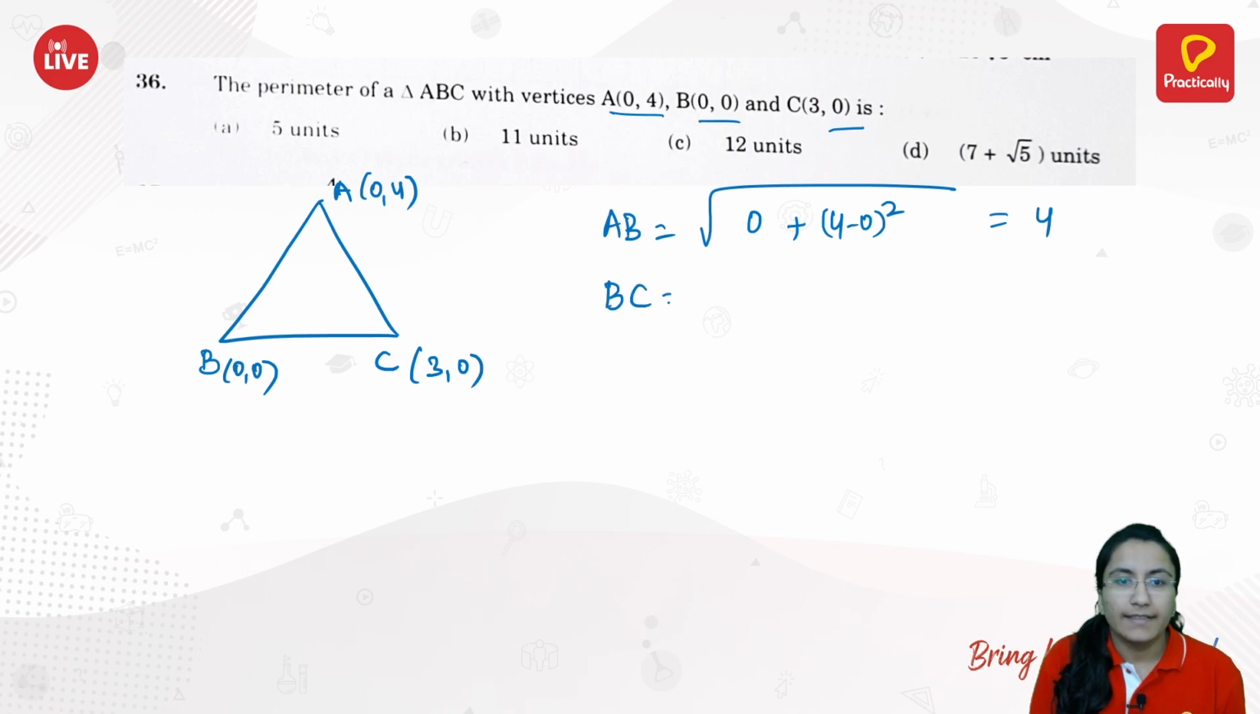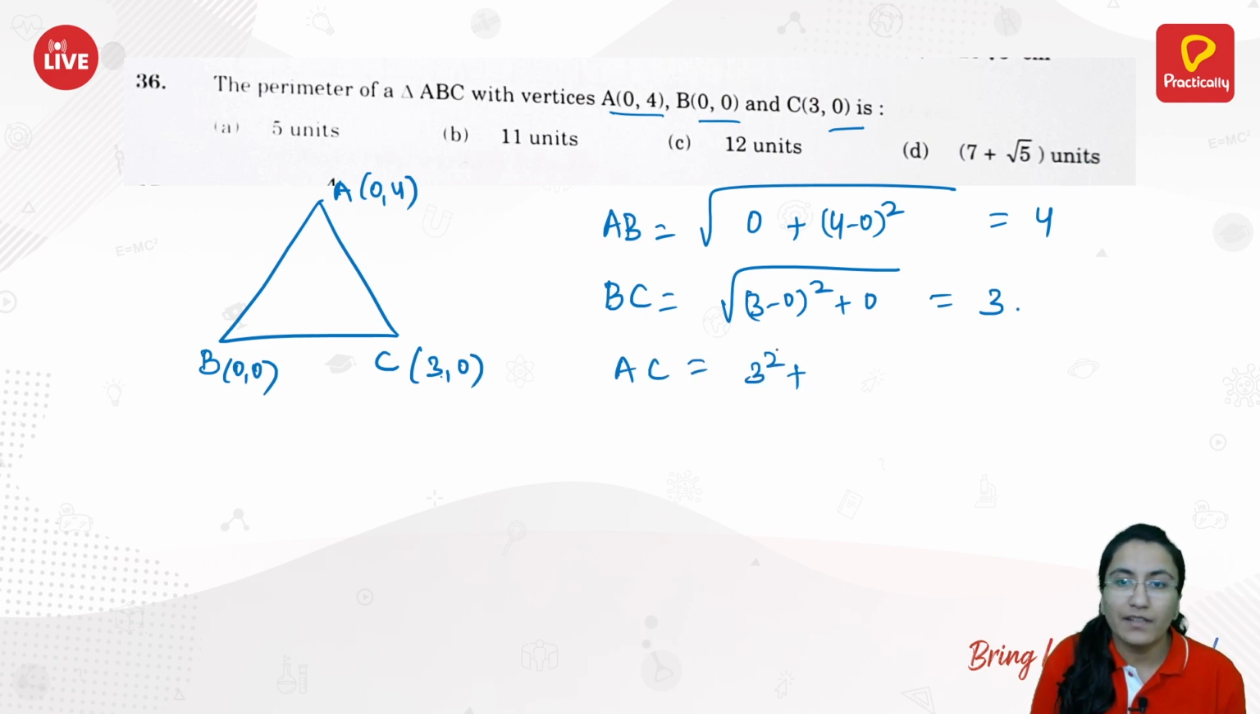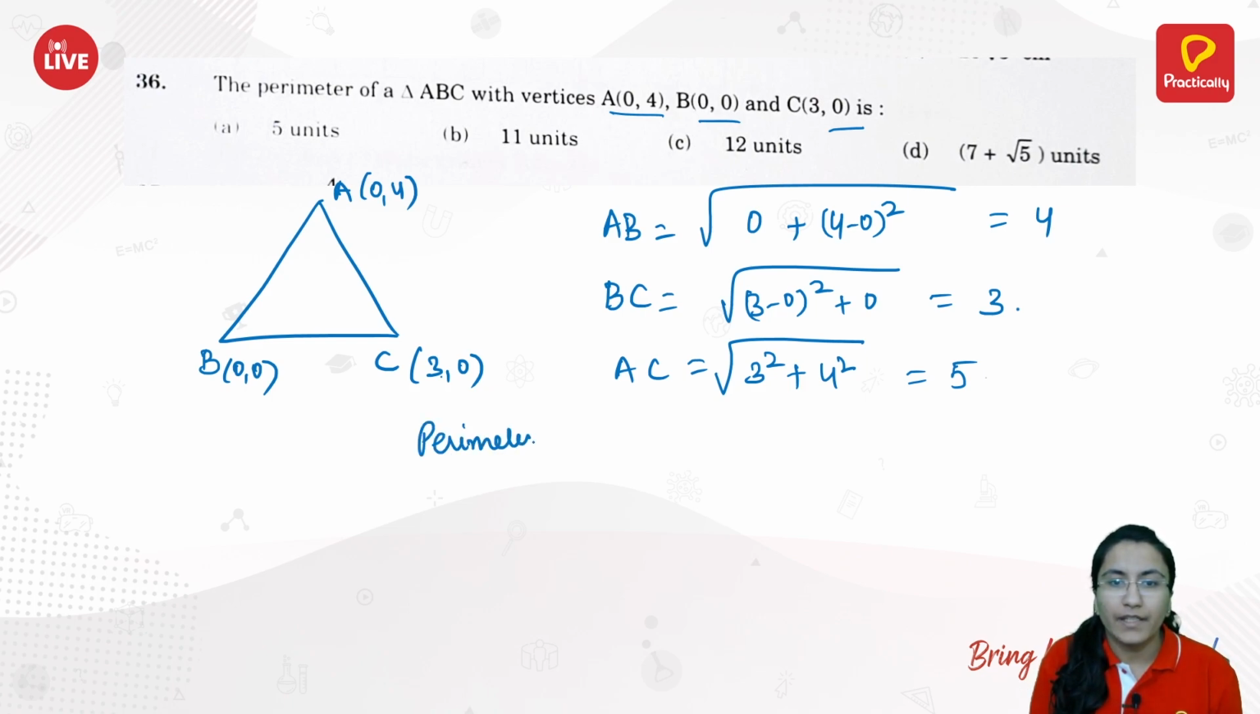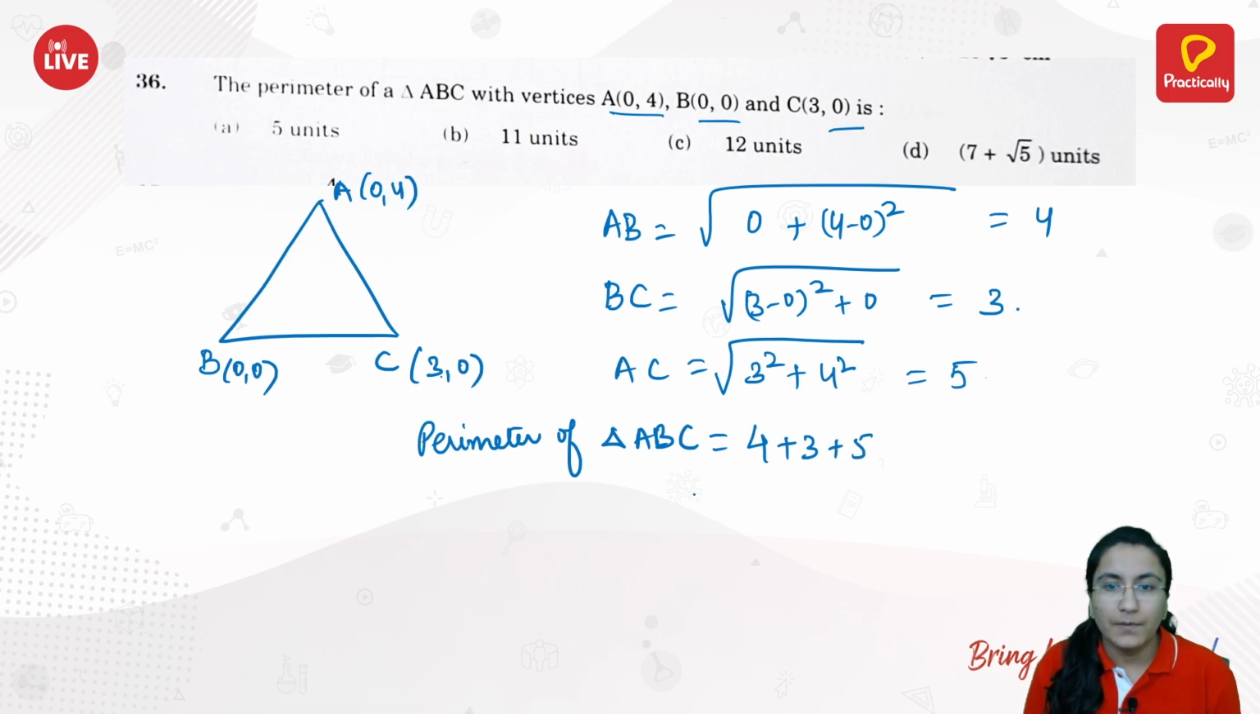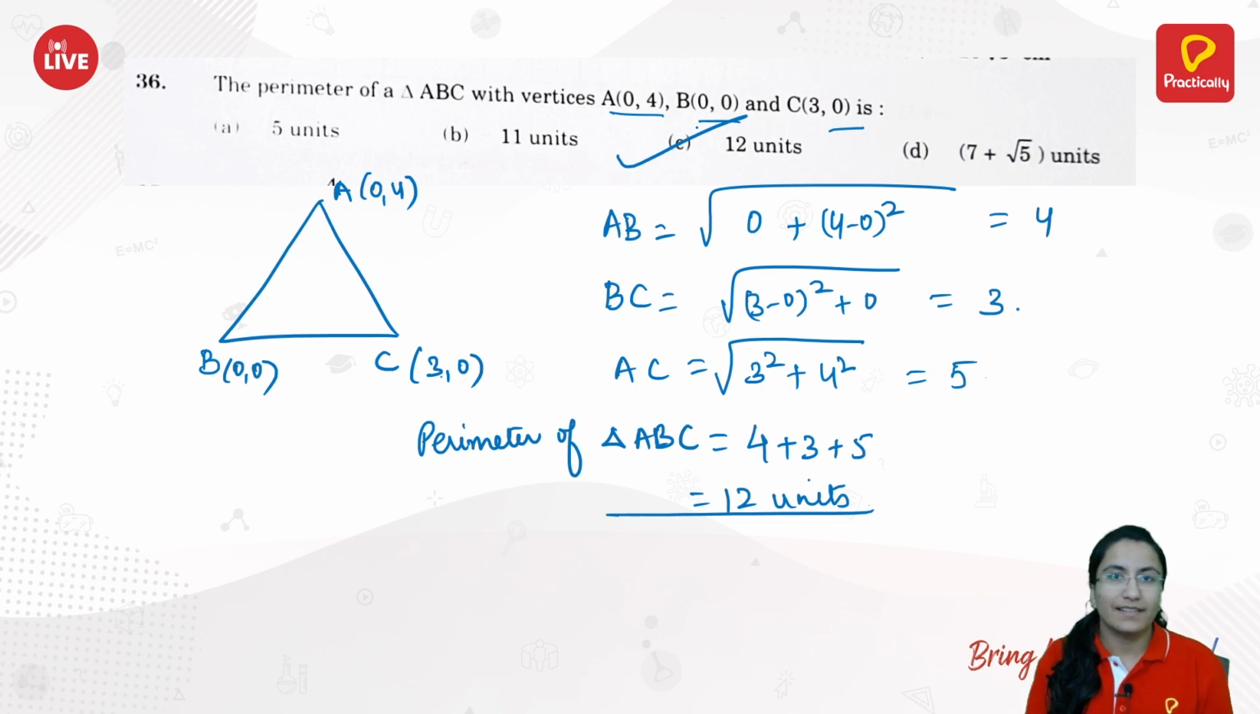Now BC we are supposed to find: (3 minus 0) square plus (0 minus 0) square, so this would come out to be equal to 3. Next you have AC. This is (3 minus 0) square, that means 3 square, plus (0 minus 4) square, that is 4 square. Under root of this would come out to be equal to 5. Right, so perimeter of triangle ABC is equal to 4 plus 3 plus 5. That means you have over here 12 units as the correct answer. Okay, you have 12 units, option C as the correct answer.